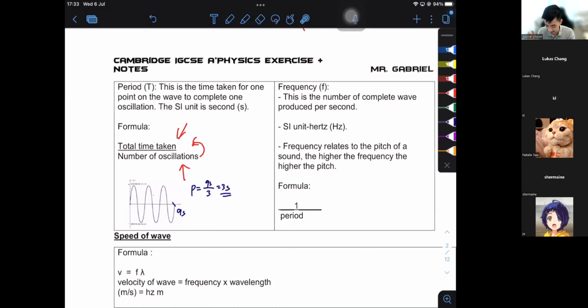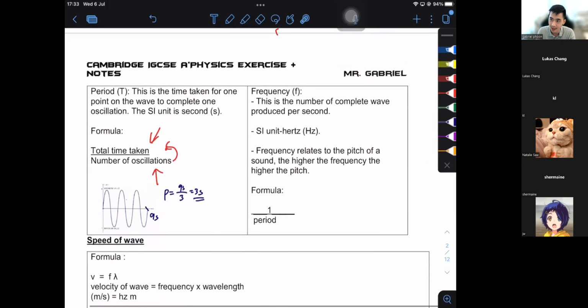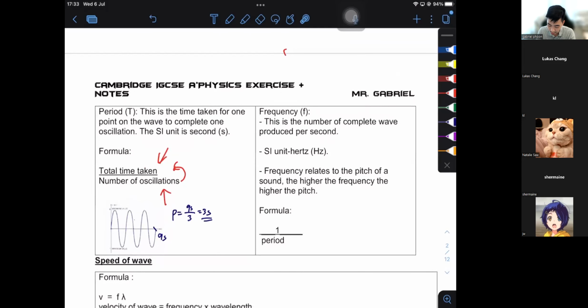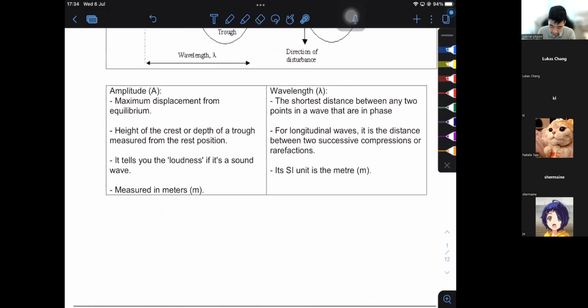All right, this is very important. They always ask this in your IGCSEs. You actually need to know that frequency is related to the pitch. The higher the frequency, the higher the pitch, and amplitude is responsible for the loudness of the sound. The higher the amplitude, the louder the sound is as well. Okay.